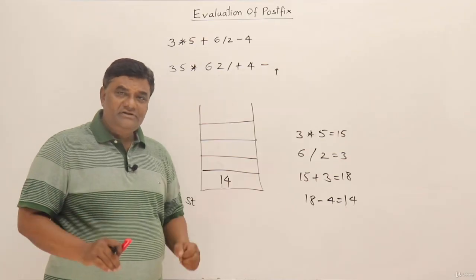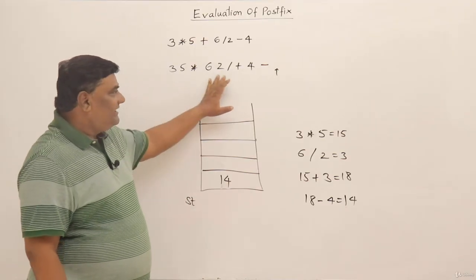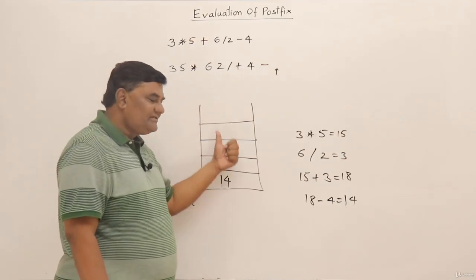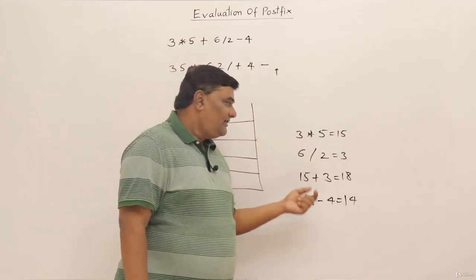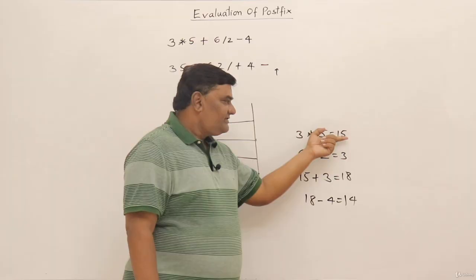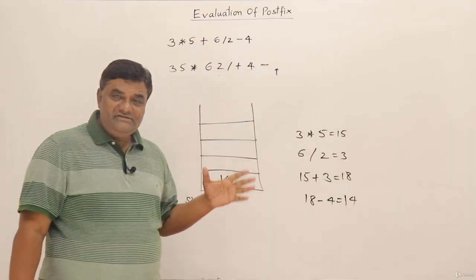Now a few things to observe. The values that I have taken in my example are integer values. So this stack is having integer values, and these operations are performed on integers. That is, multiplication of 2 integers, 3 and 5, we got 15. So these are integer values.